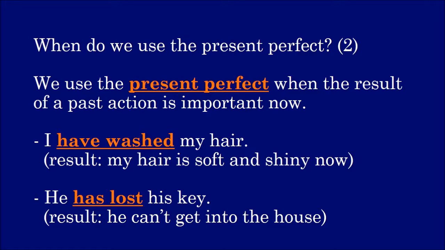We use the present perfect when the result of a past action is important now. In other words, we use the present perfect when the result of an action in the past is important for the present. This is an example. I have washed my hair. I did this earlier, but the result in the present is this. My hair is soft and shiny now. Another example would be, he has lost his key. The result in the present is that he can't get into the house.